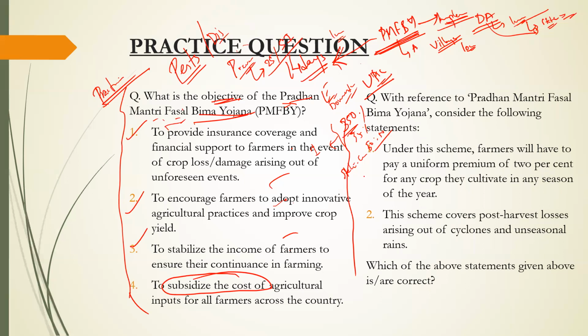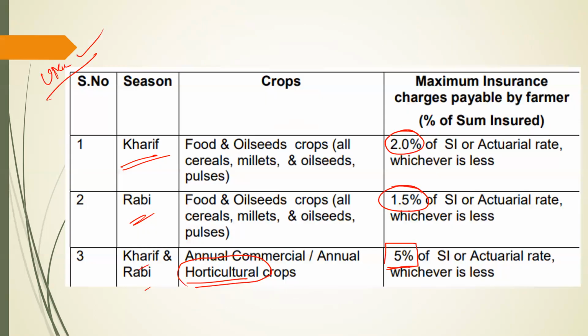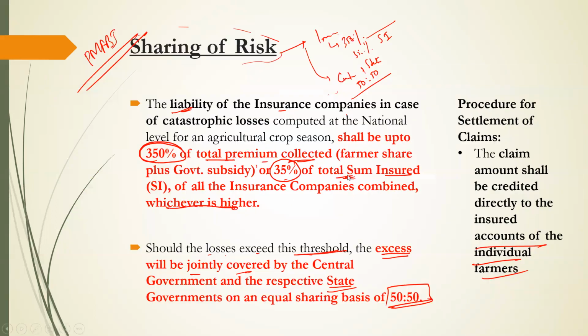Now what else is there? Tenants are also covered. What about this one? Here it is 2%, here it is 1.5%, here it is 5%. So different percentages are there. Go through this aspect also.